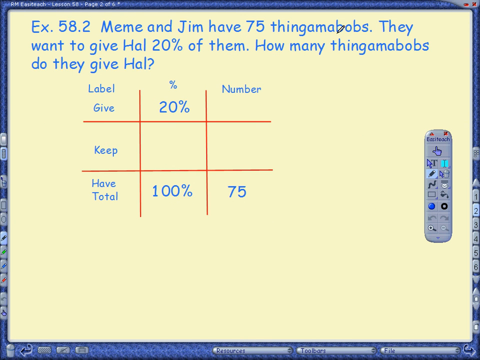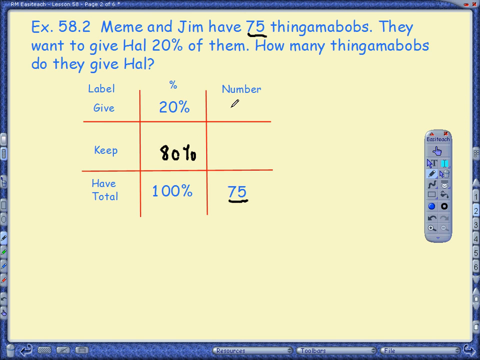Mimi and Jim have 75 thingamabobs. They want to give Hal 20% of them. How many thingamabobs do they give Hal? Well, right now they have 75. That's the total before they give any away. They're going to give away 20% to Hal. That means that they're keeping 80%.